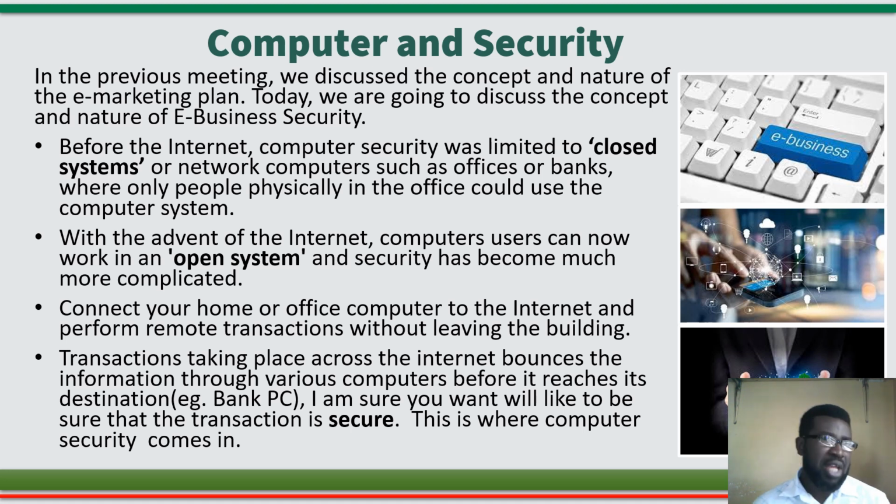Now, before the advent of the internet, computer security was limited to closed systems. And what do we mean by that? These are networks of computers such as offices, networks of computers in banks, where only people physically in the office can use that computer system. So that's why it's called a closed system. With the advent of the internet, computer users can now work in an open system, and security has become much more complicated with this new invention.